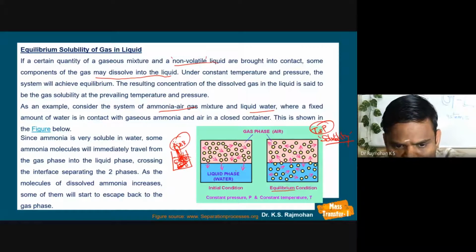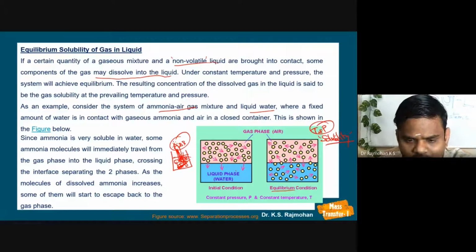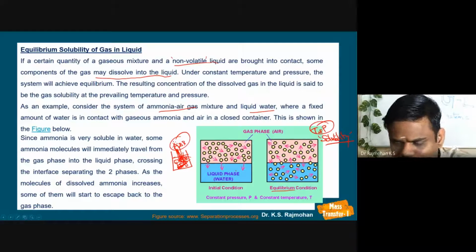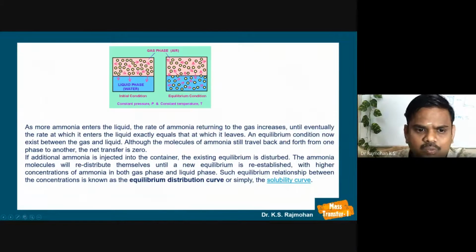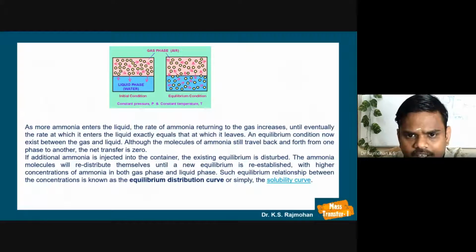As the molecules of dissolved ammonia increase, some of them will again escape back to the gas phase, right? As more ammonia enters the liquid, the rate of ammonia returning into the gas also will increase, until eventually there will be an equilibrium state, right? At that point, the amount of ammonia entering the liquid will be exactly equal to the amount leaving the liquid to the gas. That is where we have an equilibrium condition existing between gas and liquid.